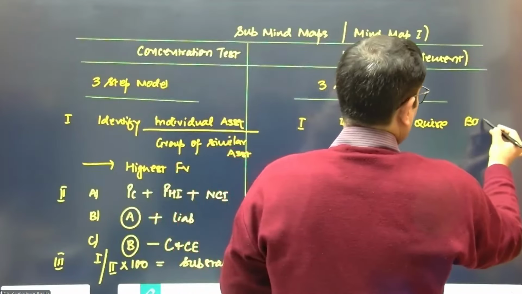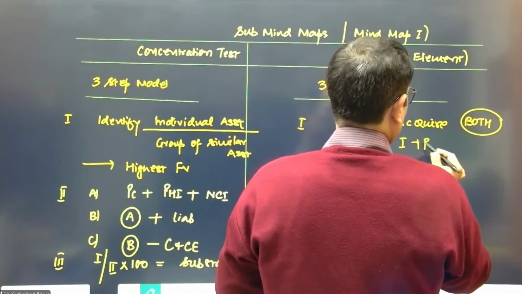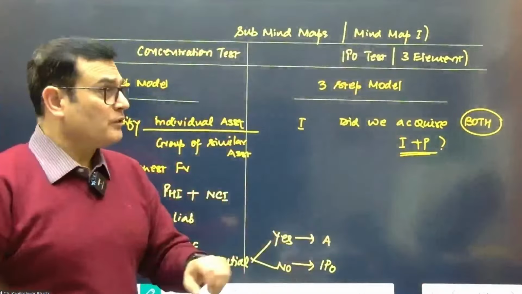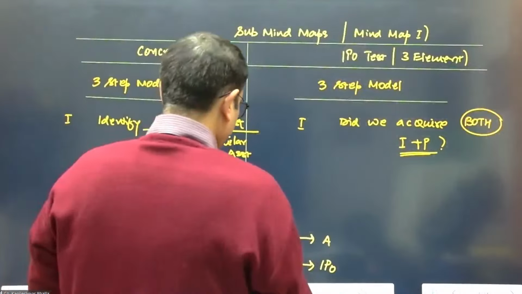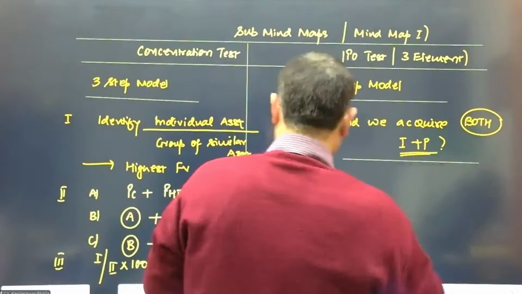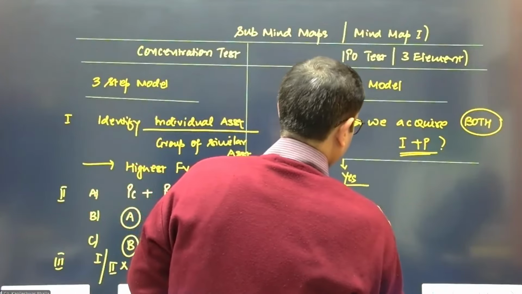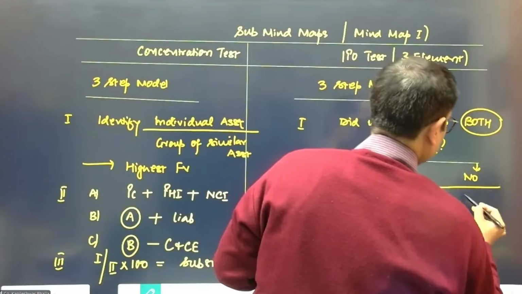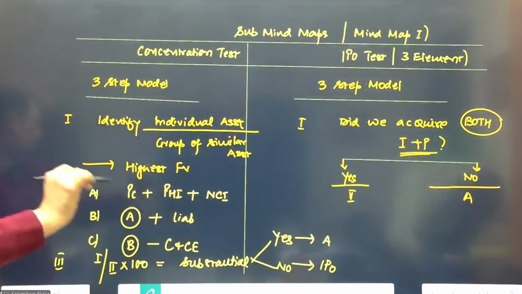Did we acquire both? You can say input and process. The output, of course, is not necessary at this stage. So your focus would be: did we acquire both inputs and the process? If you say yes, we go to step number 2. And if you say no, then in that particular case, it's an asset acquisition. It cannot be a business, undoubtedly.